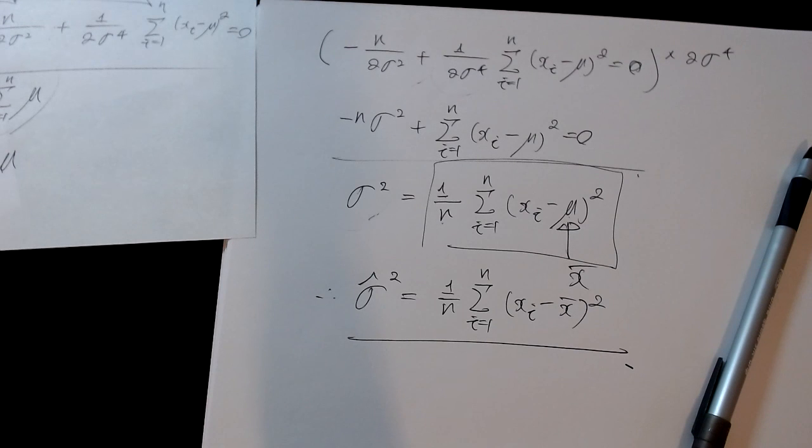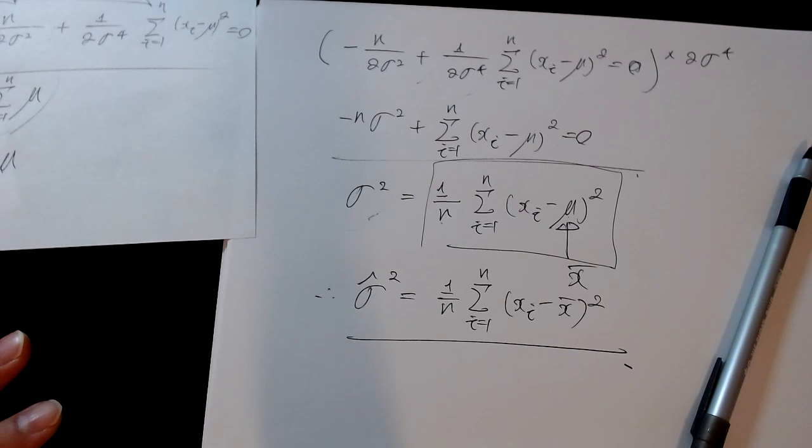Next time I'm going to cover the Bayesian estimation of parameters, section 7.4.3. Okay, so let me stop here.